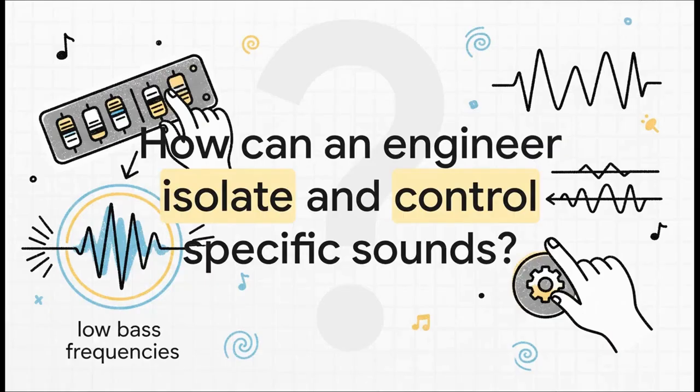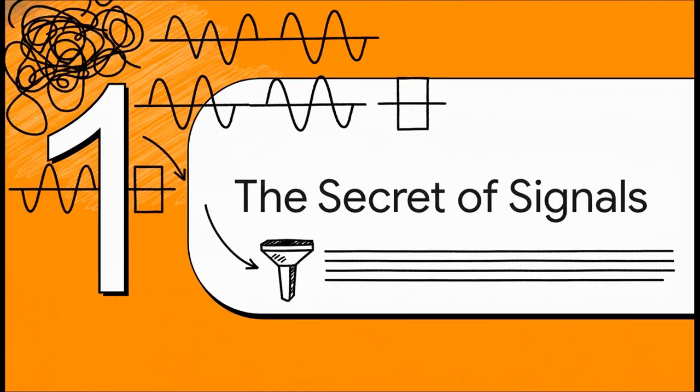Yeah, that's the real question, isn't it? When an engineer pushes up a slider to boost the bass, how does the machine even know what bass is? How does it separate that from the singer's voice or the cymbals? The answer, it turns out, is hidden in the very nature of signals themselves. And this brings us to our first major clue.